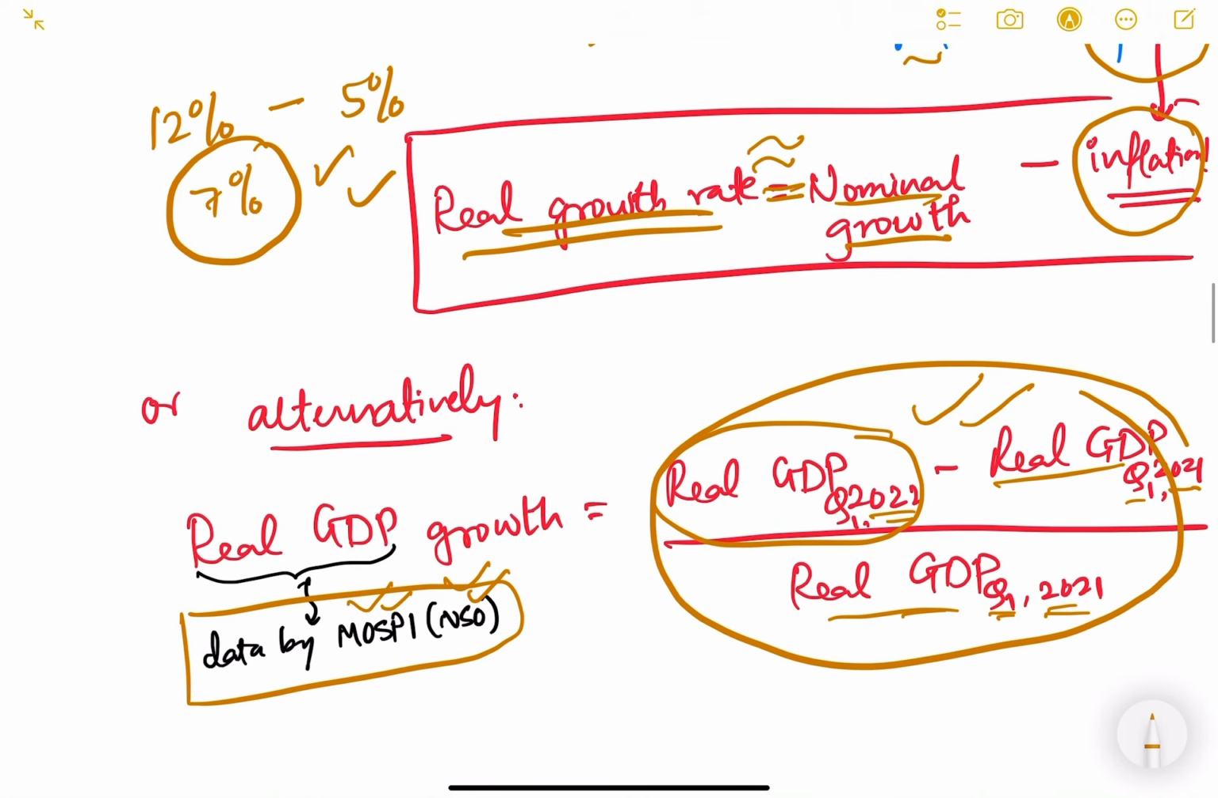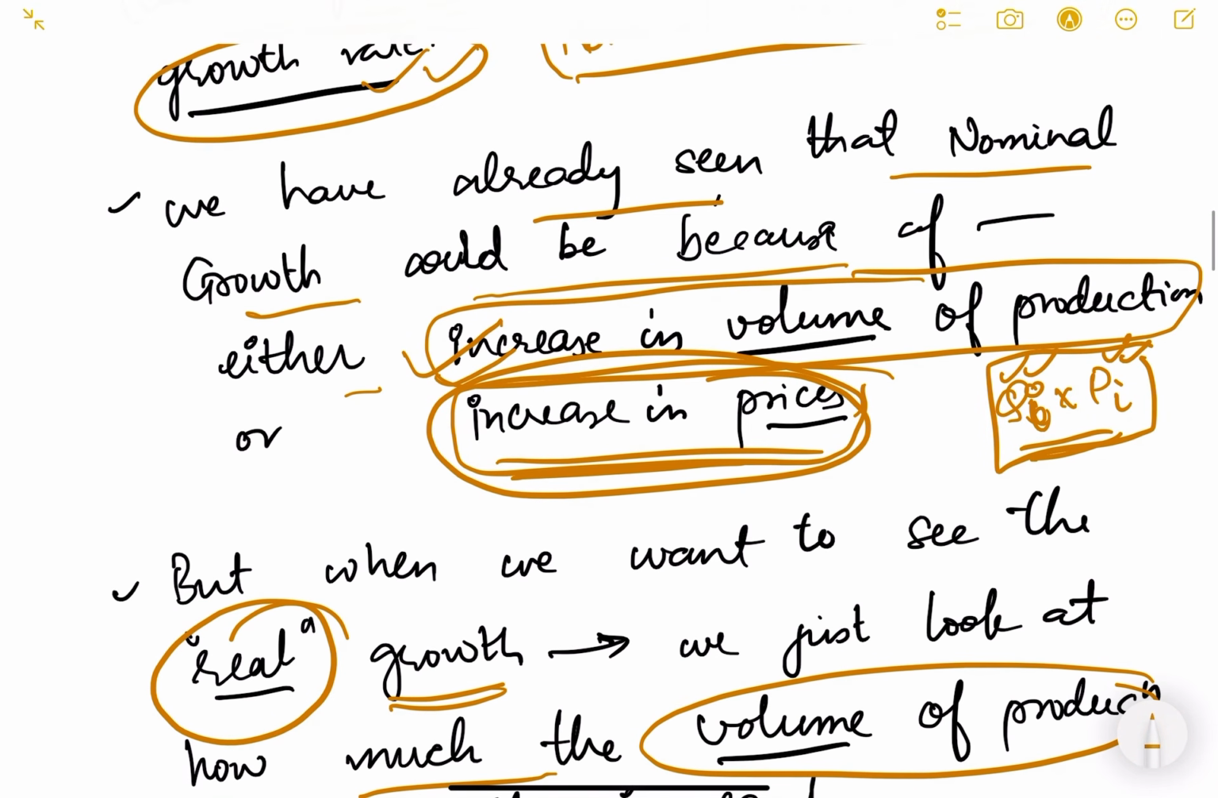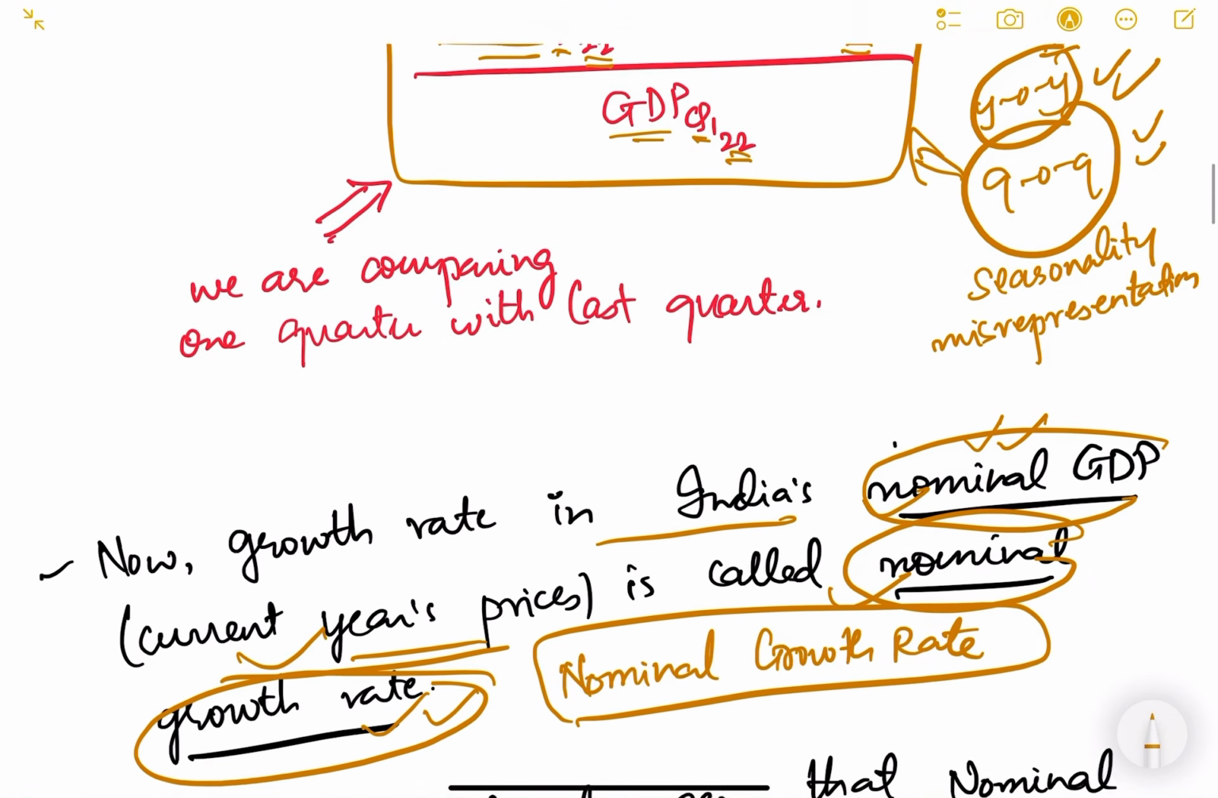So these are the different ways in which we calculate the growth. IMF, World Bank, and even RBI use these formulas only to calculate the growth rate of any economy.